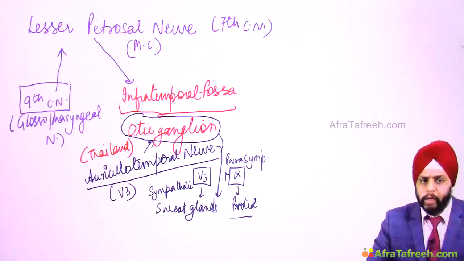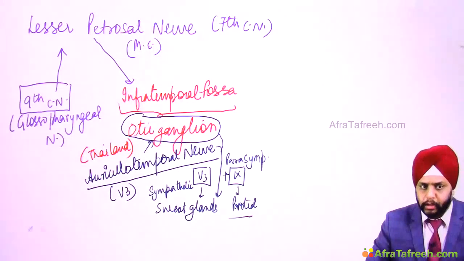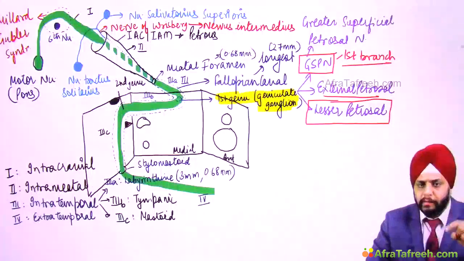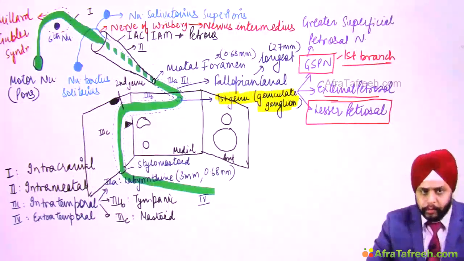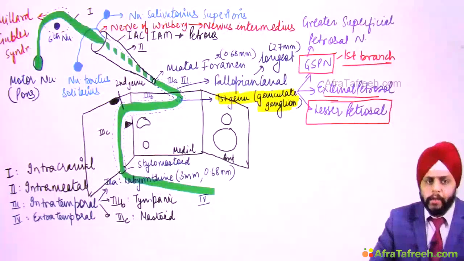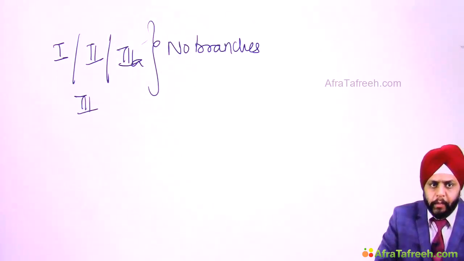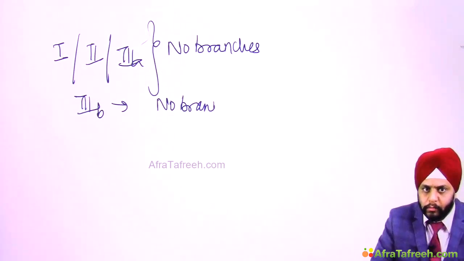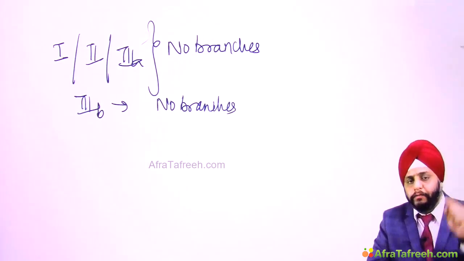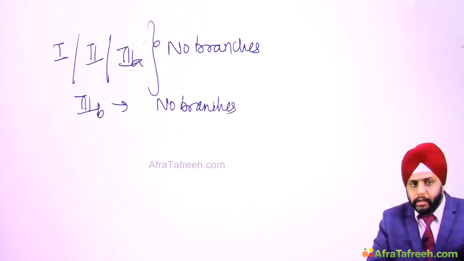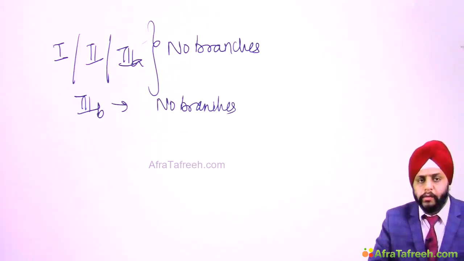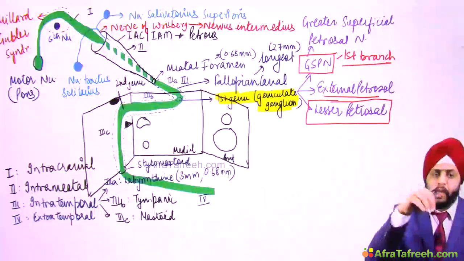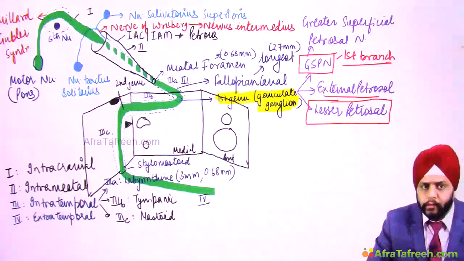Let's go back to the anatomy of branches of the facial nerve. All right, so we have studied the three branches: GSPN, external petrosal, lesser petrosal. Okay, now segment 3B. You see, there were branches at the first geniculate ganglion, but in segment 3B, again no branches. Now this segment 3B takes a sharp turn. You see, this sharp turn is known as the second genu.